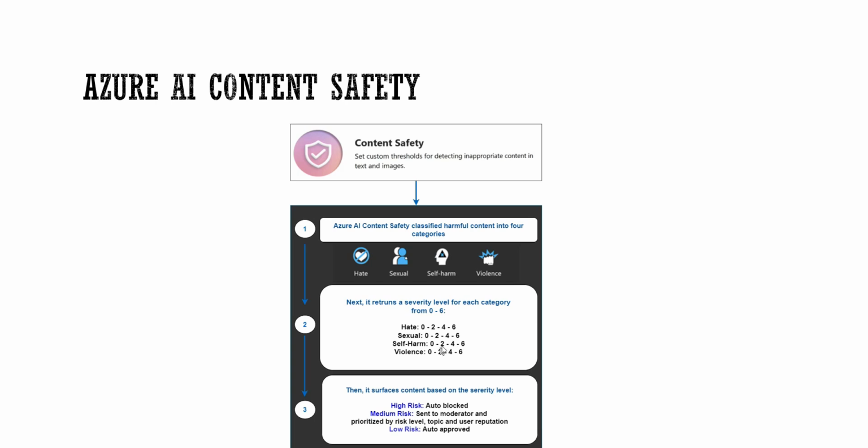When the severity score is between 2 and 4, it's a medium risk, and whether we have to block it or approve it depends on the moderator. The content will be approved or rejected. And the last one is the lower risk. Lower risk means it's a 0. It will be safe content and it will be auto approved. Okay, so those are the main four categories of the content safety service.